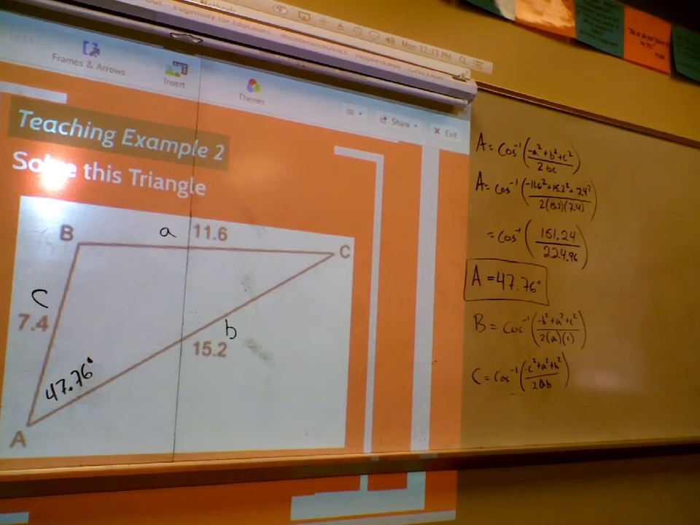We have to put the 11.6 and 7.4 in parentheses. Guys, when you're doing it all in one step, put the bottom and the top in parentheses in your equation. Then you do the top and the bottom in parentheses.